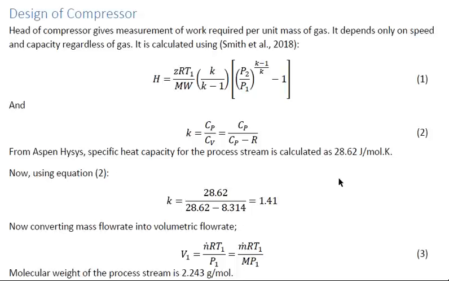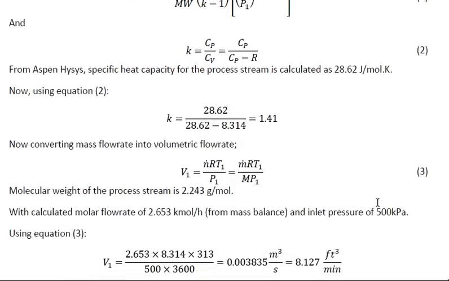After determining this Cp value, we can use equation number 2 to get the value of K, which comes out to be 1.41. Now we need the volumetric flow rate. Using the mass flow rate that is given to us, we can find the volumetric flow rate at the inlet. This is just an interconversion.